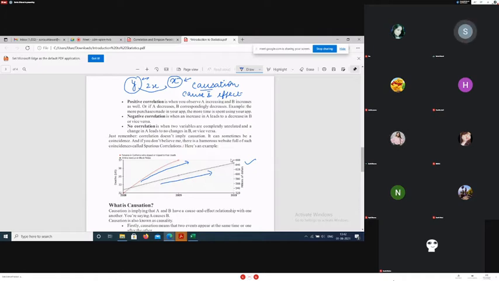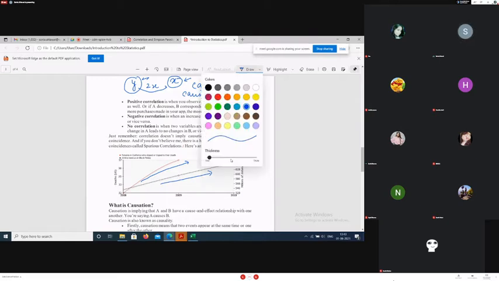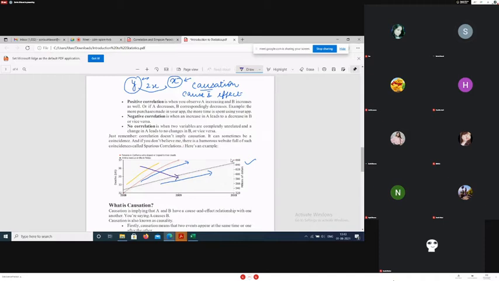If I'll say I have something like, let me go with another color. I have one line like this and another line like this. So who will tell me what A and B are? Negatively correlated. They are negatively correlated because if A is increasing, B is decreasing.